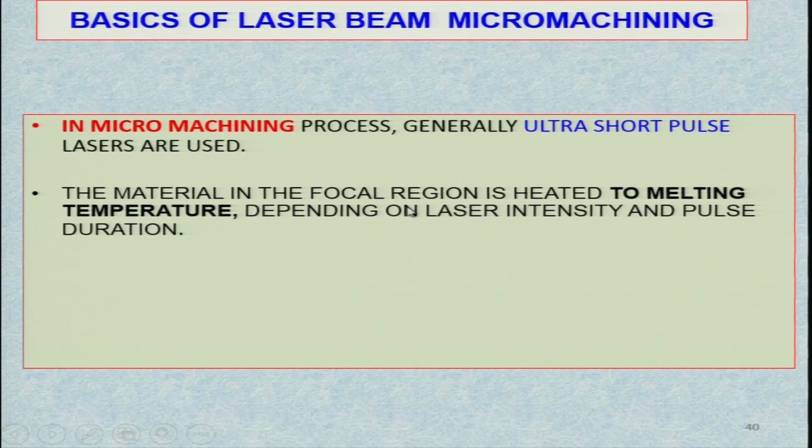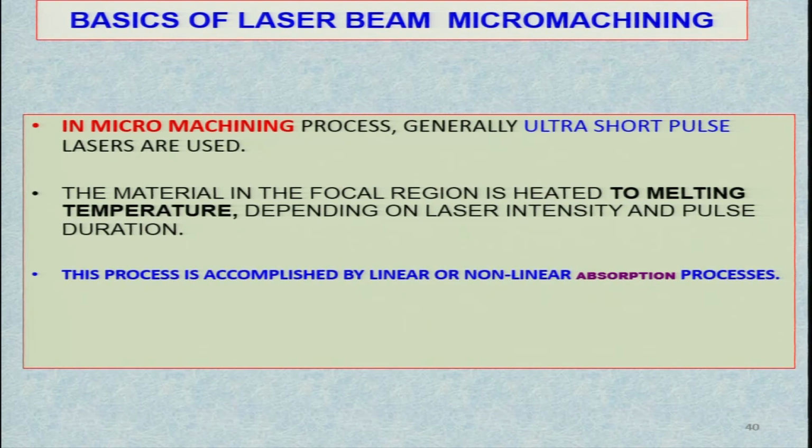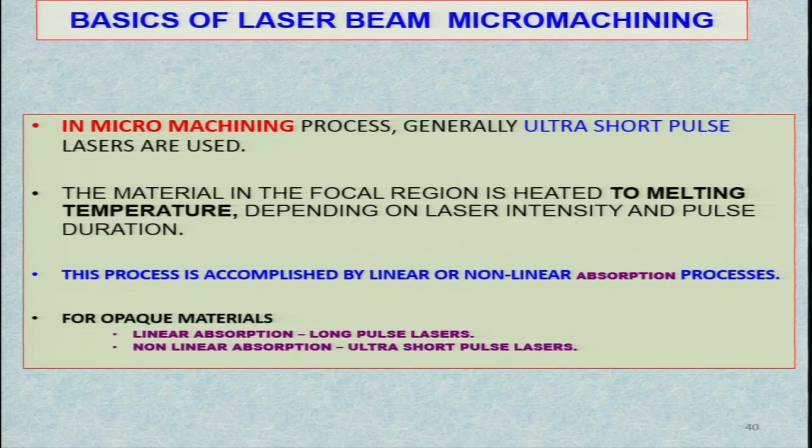The material in the focal region is heated to melting temperature depending on laser intensity and pulse duration. As I have mentioned earlier also, this is a thermal process, and here you are melting the workpiece material and later on evaporating also depending upon what is the temperature that has been attained by the workpiece. So, this process is accomplished by linear or non-linear absorption process. For opaque materials, linear absorption, long pulse lasers are used, and for non-linear absorption, ultra short pulse lasers are used.